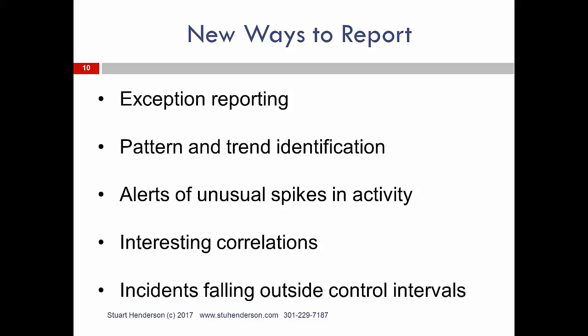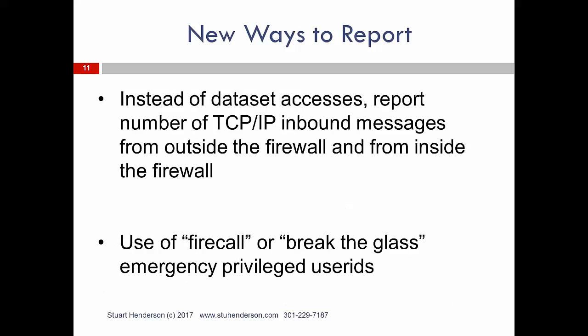We had new ways to report, exception reporting and pattern and trend identification, alerts if we had spikes in activity or interesting correlations relating one value to another, and again the question of control intervals. We were able to establish ranges of values that were acceptable, and then set up things so we only got an alert or a report if something fell outside the control interval. We had more new ways to report lots of different things instead of just password violations or dataset accesses. We could report, for example, with TCP/IP, the number of inbound messages that came from outside the firewall, which would mean outside our organization, and those that came from inside the firewall, that is, just within our internal network.